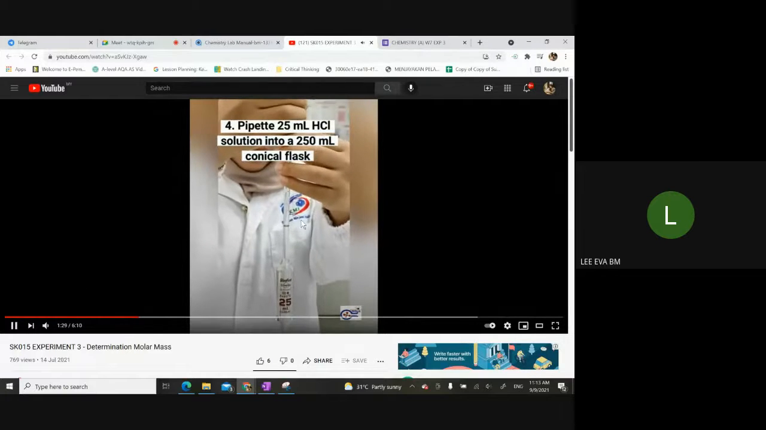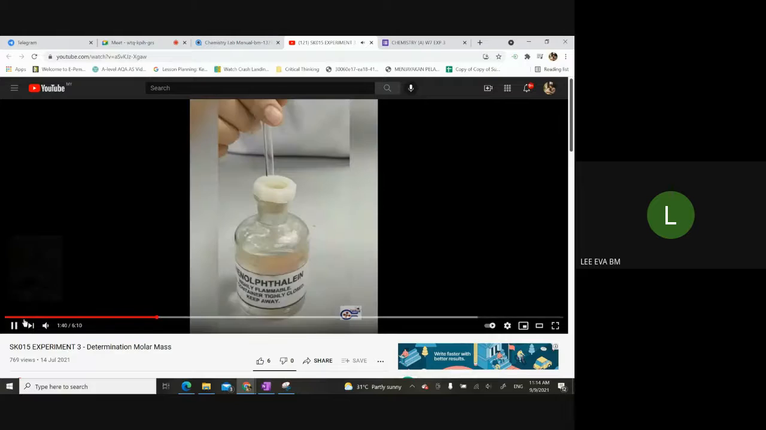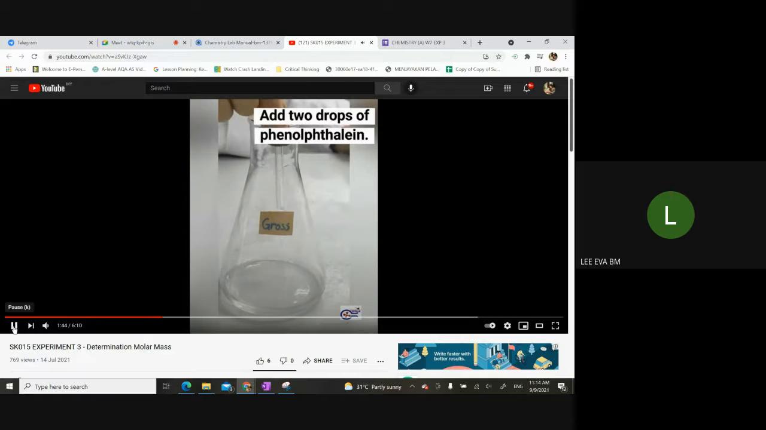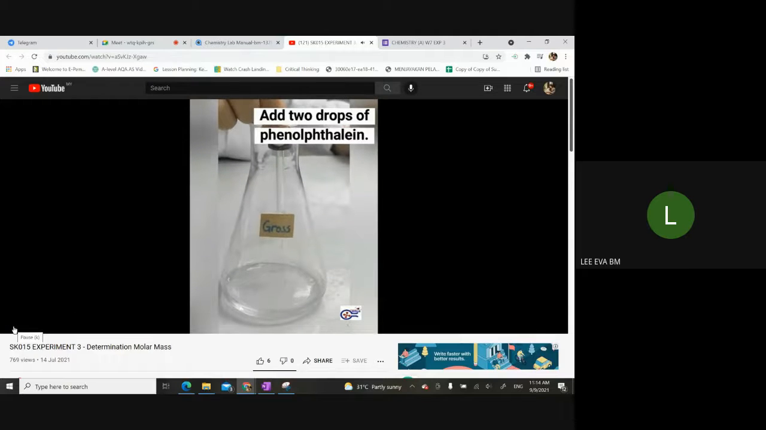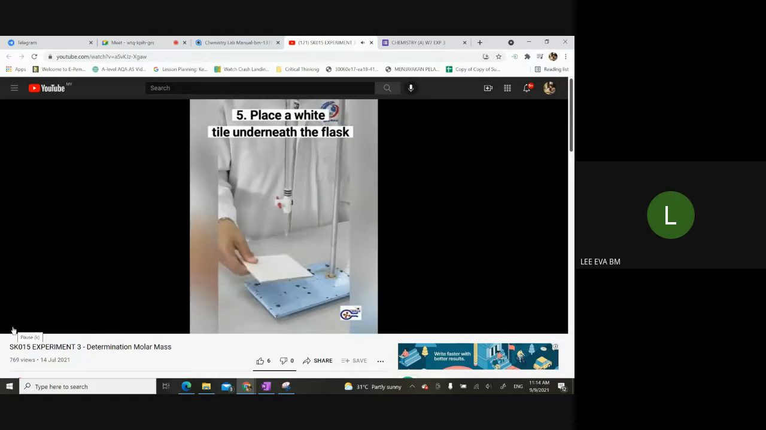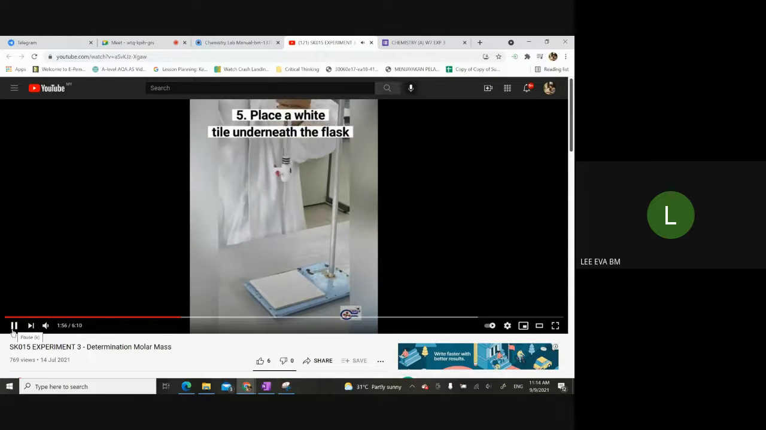So this part is your calibrated mark. Now make sure you check the calibrated marks over here. Sampai sini kita berhenti. Lepas tu transfer dalam conical flask. And then we add phenolphthalein as an indicator. Place a white towel so that you can see the color changes.